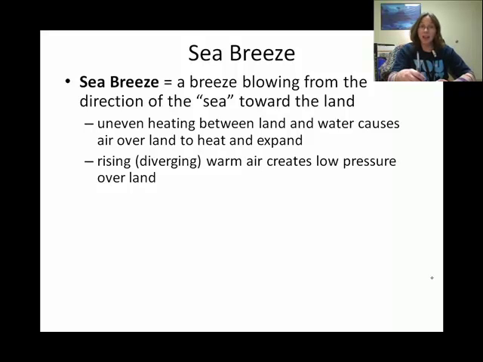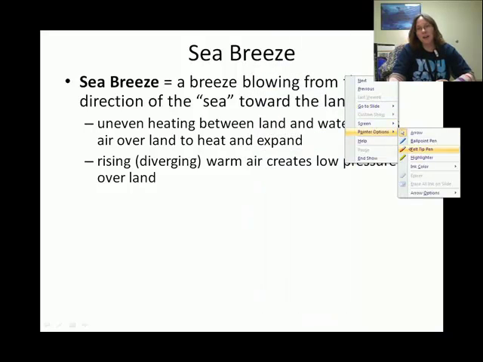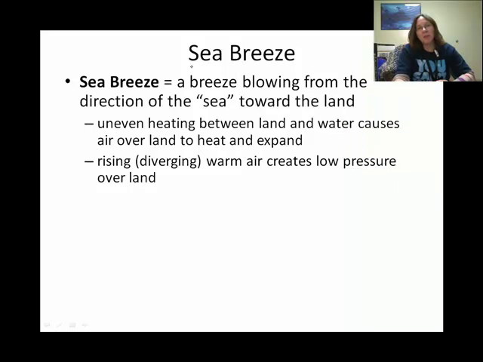And the next slide has a picture of the formation of a sea breeze, and it will hopefully make even more sense. But as we talk about these different types of small scale winds, the name in front of the wind, for instance, sea in front of sea breeze, that's the direction it's blowing from. So in this case, it's blowing from the sea onto the land.